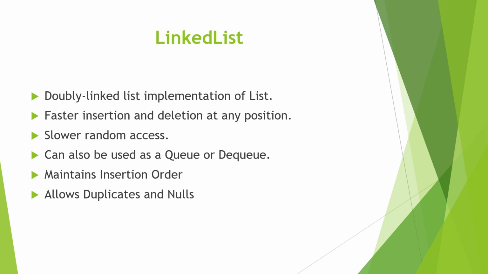So next we are going to see linked list. So over here it is doubly linked list implementation of list. So in case of linked list, the insertion and deletion is very fast at any position or at any index. Whenever we are going to access randomly, it will be slower in case of linked list. This linked list can also be used in queue or dequeue. It always maintains insertion order, and it also allows duplication and null values.